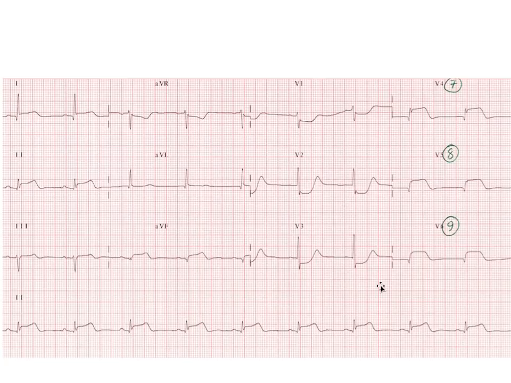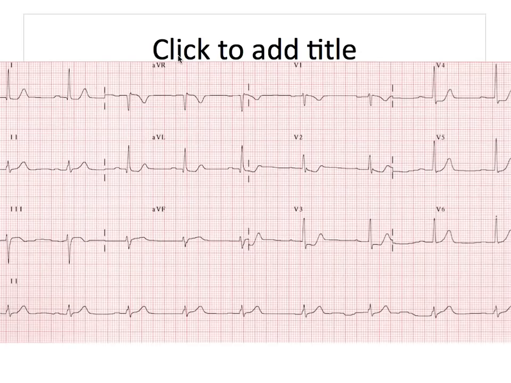So that's what it will look like if you do go ahead and put the posterior leads on, which they can do, but they don't really make machines that have 15 lead EKGs anymore. It's just not practical.